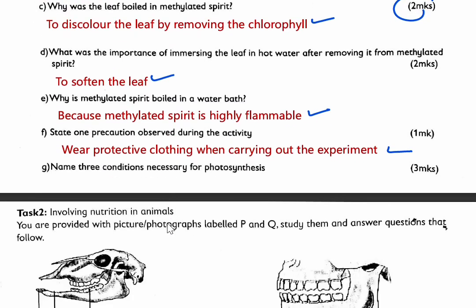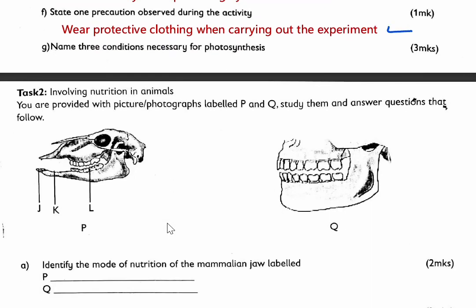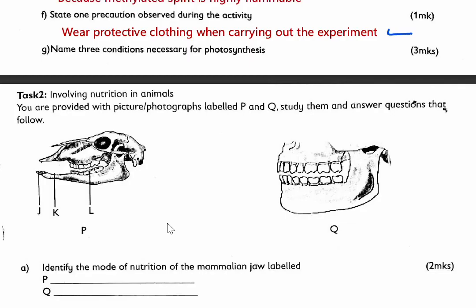Task 2, this one involves nutrition in animals. Also, this is grade 9 work, a very good question. You are provided with picture stroke photographs labeled P and Q. You can see P and Q. Study them and answer questions that follow. So you have P and Q.